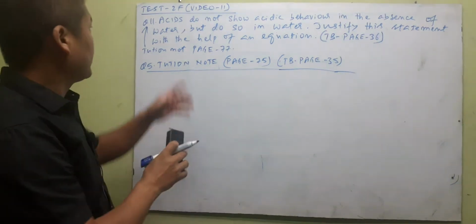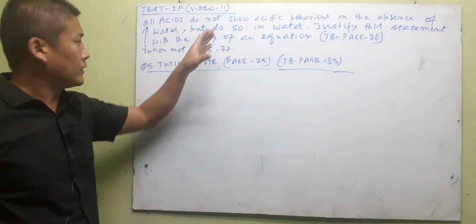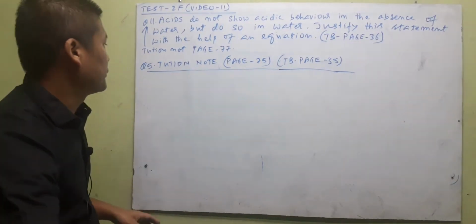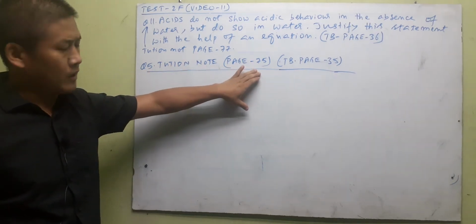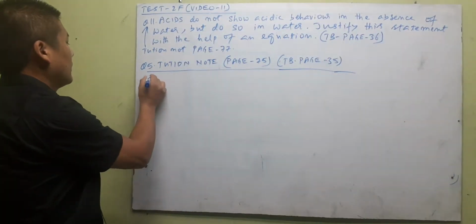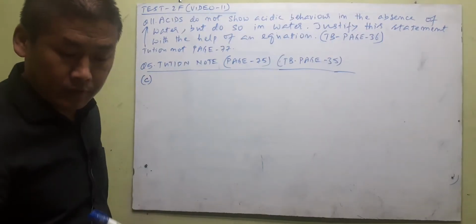Okay, so next here, TEST-2F continuation video 11. Okay, so remaining part of the portion for this test, we're going to do tuition note question 5, continuing from the previous video. We've done up to B, so let us go to C. Writing the word equation and then skeletal equation and then balancing it.